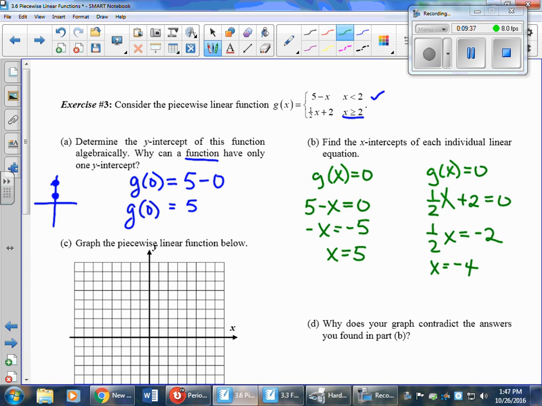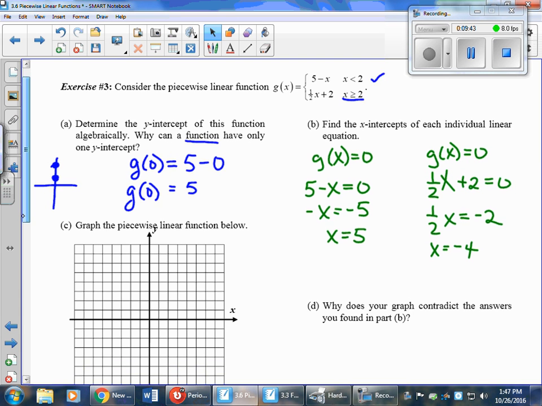Okay, because you have to really look at the domain, and we haven't really done that, but there's something to be said in D for that. So let's graph this piecewise function.